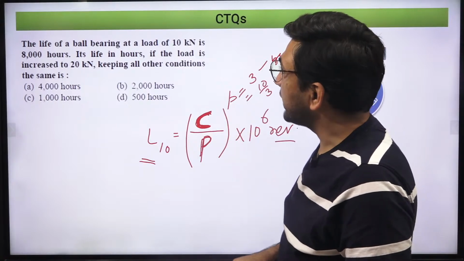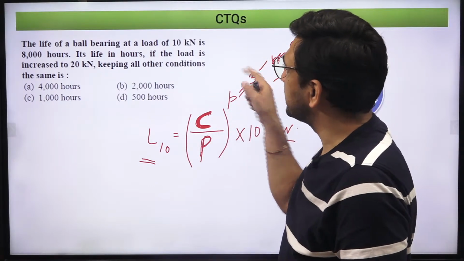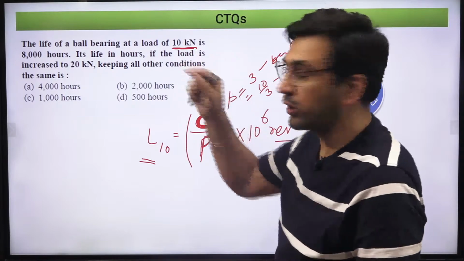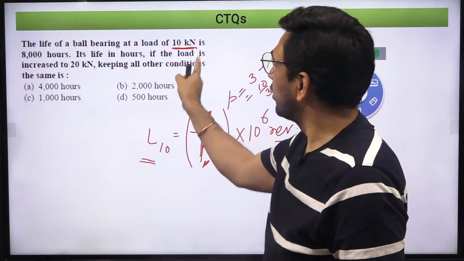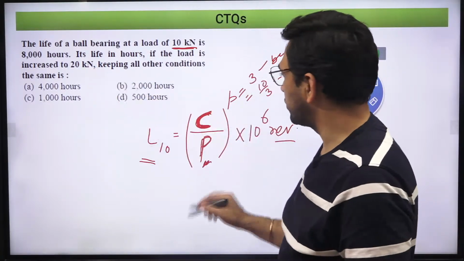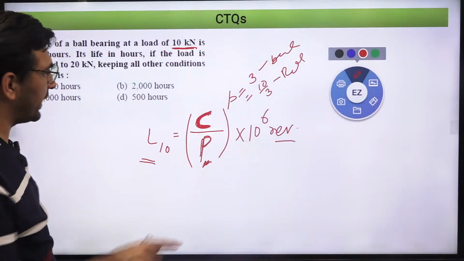So the actual load that you are applying on the bearing, and this is the dynamic load carrying capacity of the bearing. Now he's saying, if the life of a ball bearing at a load of 10 kilonewton is this. So 10 kilonewton is the load that you are applying. If the load is increased, now if this is changed, I can write it this way also.